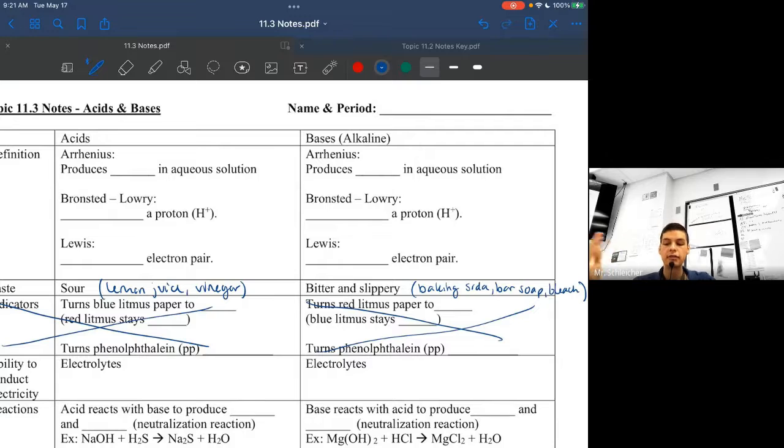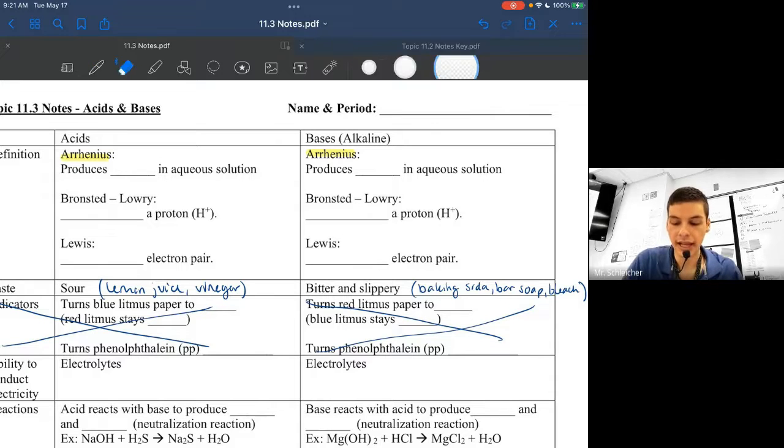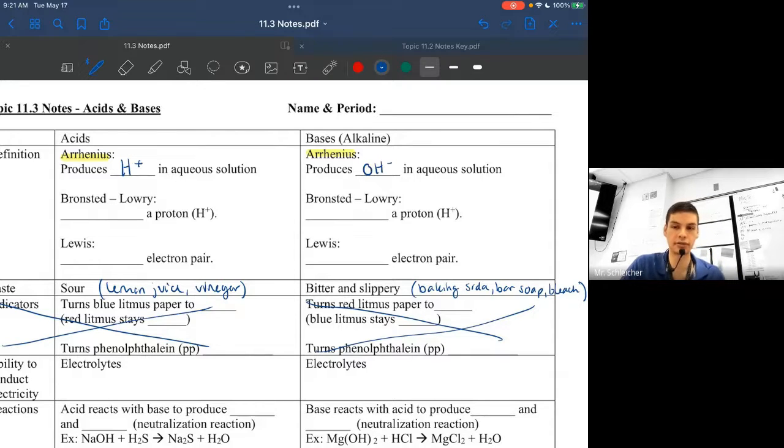But back then, when scientists were trying to determine what's acidic and what's basic, they were basically noticing that there seemed to be two categories of chemicals that always react in very similar ways. And they call these categories acids and bases. So the first scientist that started defining these categories was someone called Arrhenius. And he said, well, acids seem to produce H plus in aqueous solution, and bases seem to produce OH minus in aqueous solution.